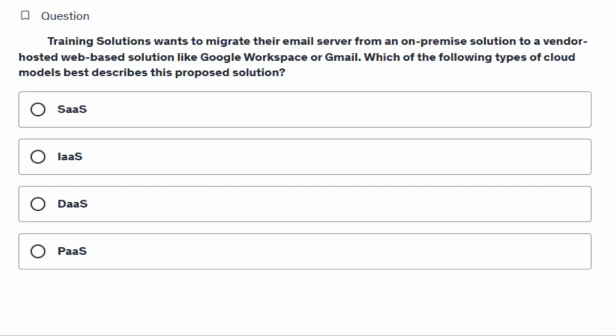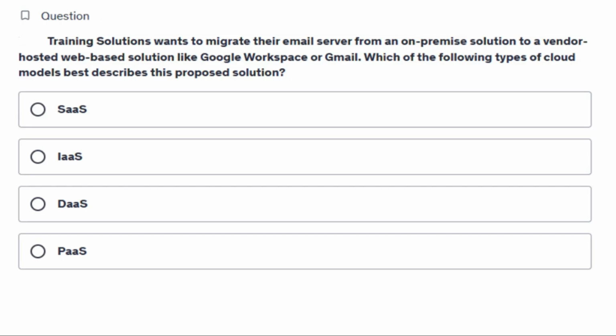The next question is: a training solutions company wants to migrate their email server from an on-premise solution to a vendor-hosted web-based solution like Google Workspace or Gmail. So which of the following types of cloud models best describes this proposed solution? First option is SaaS, second option is IaaS, third option is DaaS, and last option is PaaS.